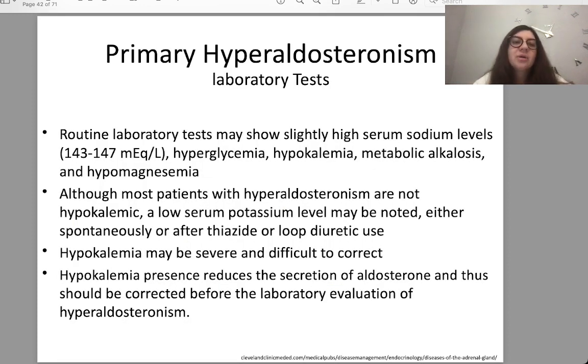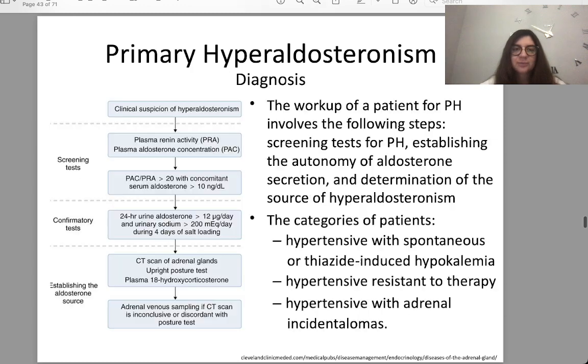Laboratory tests for primary hyperaldosteronism. Routine laboratory tests may show slightly high serum sodium levels, hyperglycemia, metabolic alkalosis, and hypomagnesemia. Although most patients with hyperaldosteronism are not hypokalemic, a low serum potassium level may be noted either spontaneously or after thiazide or loop diuretic use. Hypokalemia may be severe and difficult to correct. Hypokalemia reduces the secretion of aldosterone, and it should be corrected before the laboratory evaluation of hyperaldosteronism.